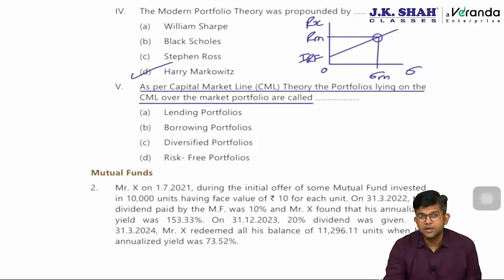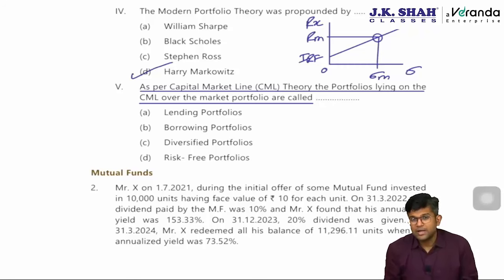If you put 80% of your money in market and 20% in bonds, can I say you will lie here? But the point is, all the portfolios lying on this particular line are all referring to lending portfolios, because somewhere or the other, maybe 20%, 50%, 10%, 90%, 80%, you are lending, correct? So they are called as lending portfolios.